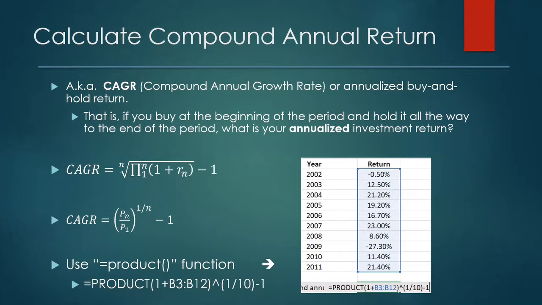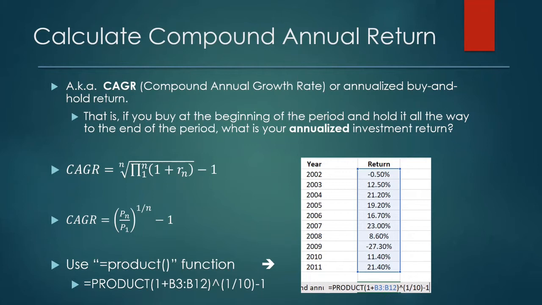You can think of CAGR, or compound annual growth rate, as the annualized buy and hold return. What this means is that if you buy at the beginning of the period and hold it all the way to the end of the period, what is your annualized investment return after factoring in all the compounding from now and then? Hence, CAGR can be defined in one of two ways.